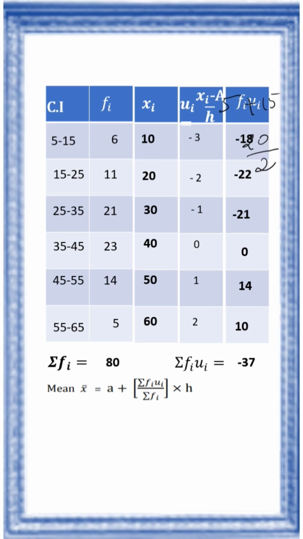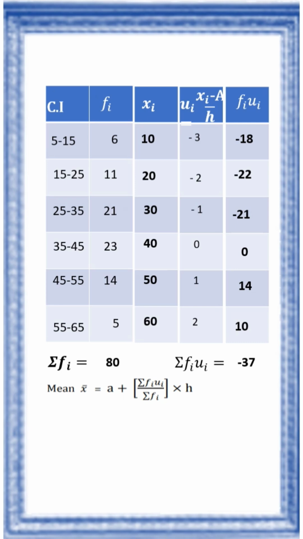Now you can find the next class mark or midpoint of the class interval by doing like this. 15 plus 25, that is 40. 40 by 2 is 20. Or you can go on adding the class size, that is 10, to each class mark to get the next one.